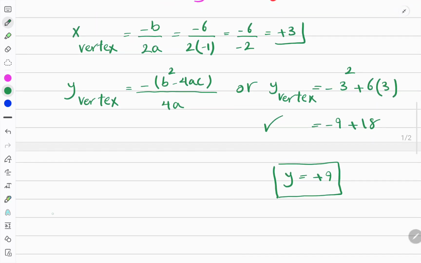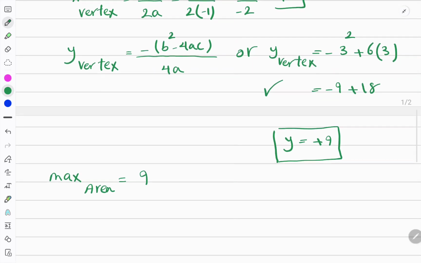Okay, so the maximum area is the y coordinate of the vertex, which is positive 9, or just 9, because the area is going to be only a positive number. So this is the final answer of this question.